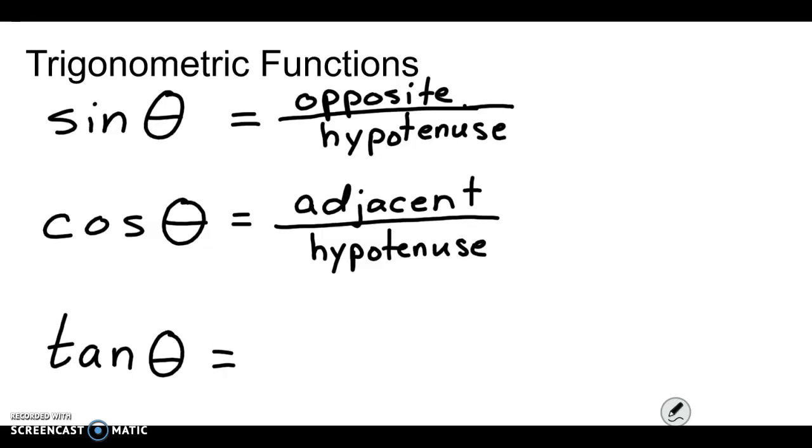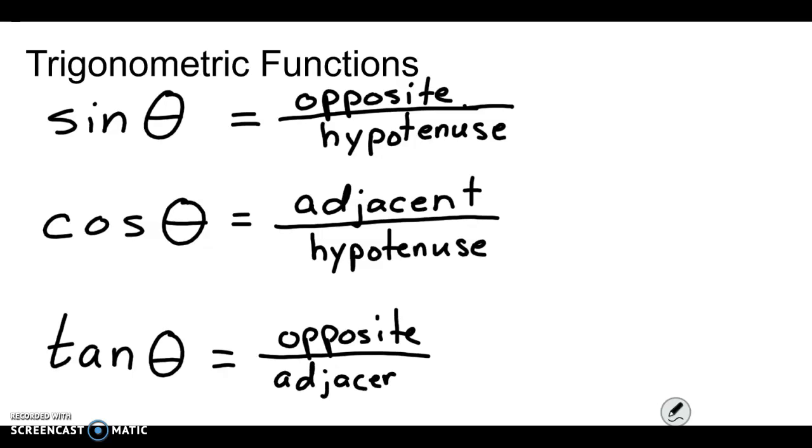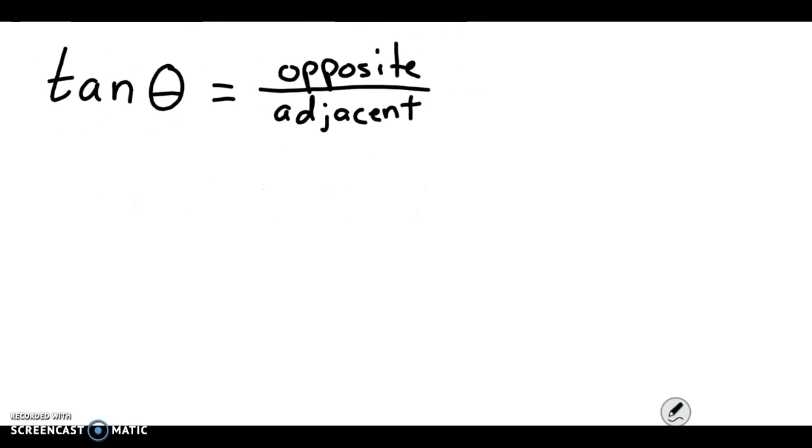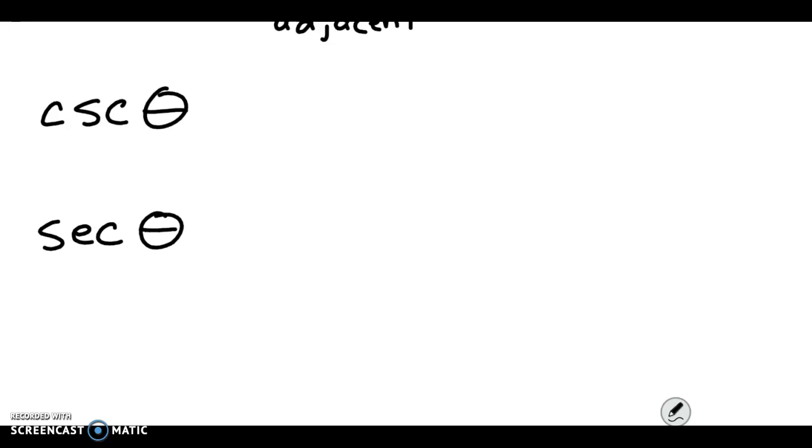And your tangent is opposite over adjacent. Okay? So those are your three main functions that we have. The inverse of them, we've got cosecant. We've got secant. And we've got cotangent.